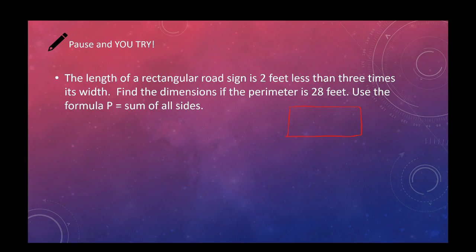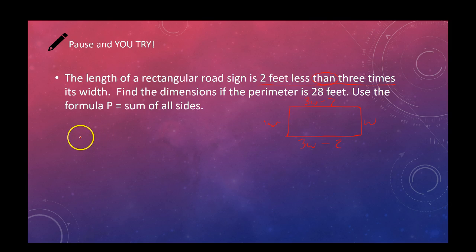So it says the length is 2 feet less than 3 times the width. So this right here, 2 feet less than, then tells me to flip the order, so the subtract 2 comes last, and then 3 times the width, which is 3W, comes first. Okay, so again, remember you have 2 of those, and then we also have 2 widths, so the width we represented as W.